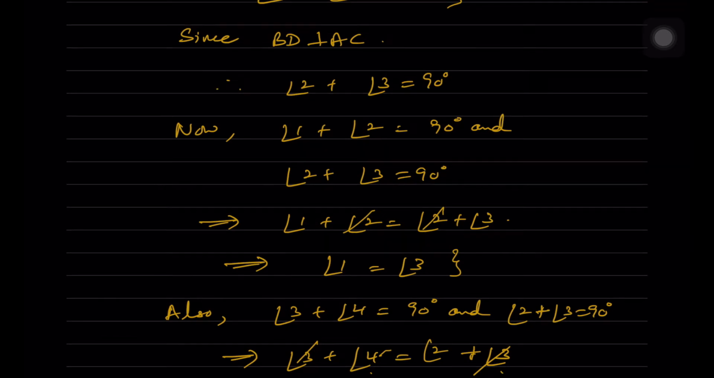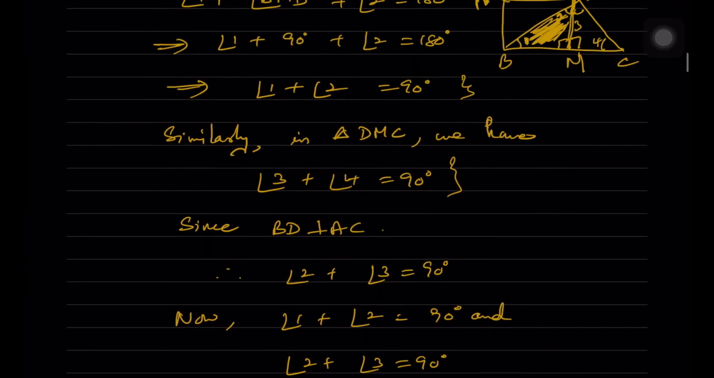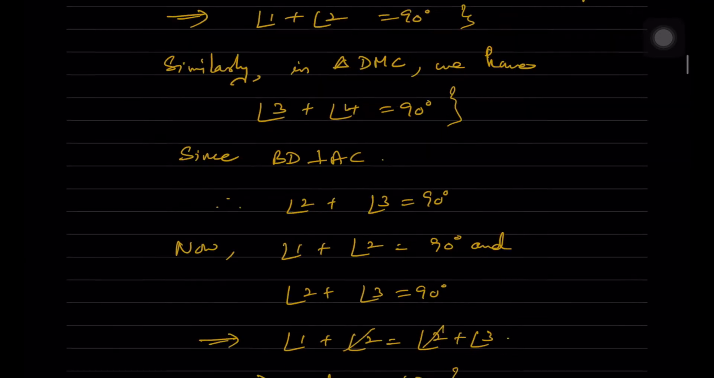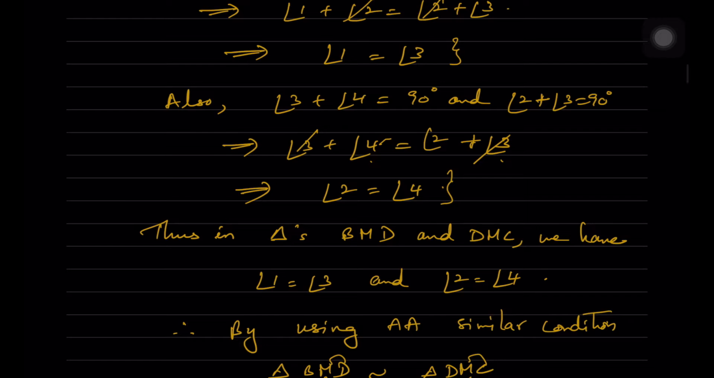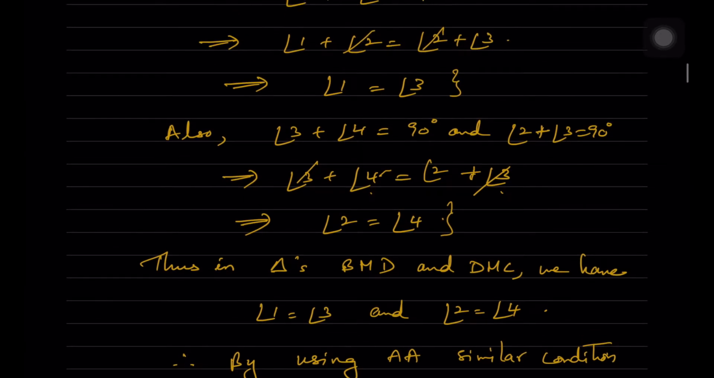Therefore, angle 1 plus angle 2 is equal to angle 2 plus angle 3, because both are 90, so we are equating both of them. Angle 2 will get cancelled. Therefore, we have angle 1 is equal to angle 3. Now we have angle 1 is equal to angle 3.